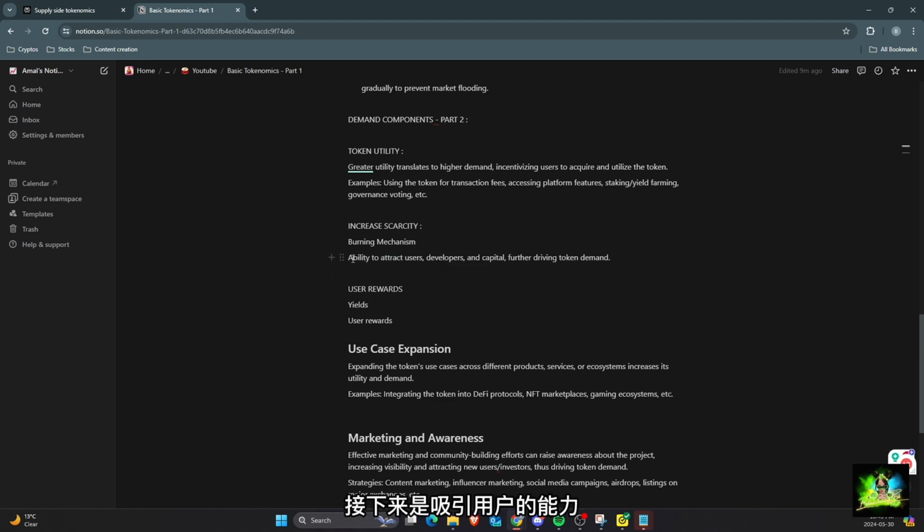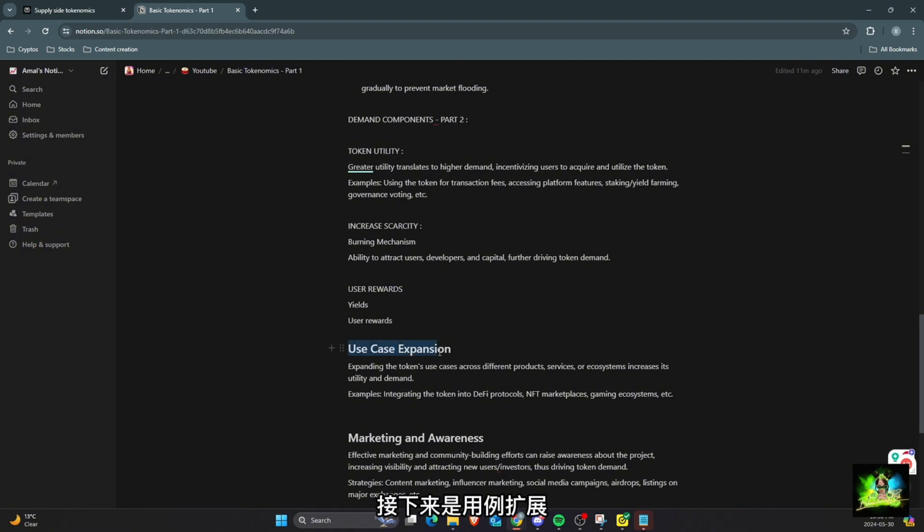And the next thing is the ability to attract users, developers, and capital, driving the token demand. They need to expand the utility and add more functionalities to the project to attract users, developers, and capital to flow into the project. And the next thing is user rewards. How are they rewarding the users? If you're being given a good staking yield, that's when people are going to use that token a lot more.